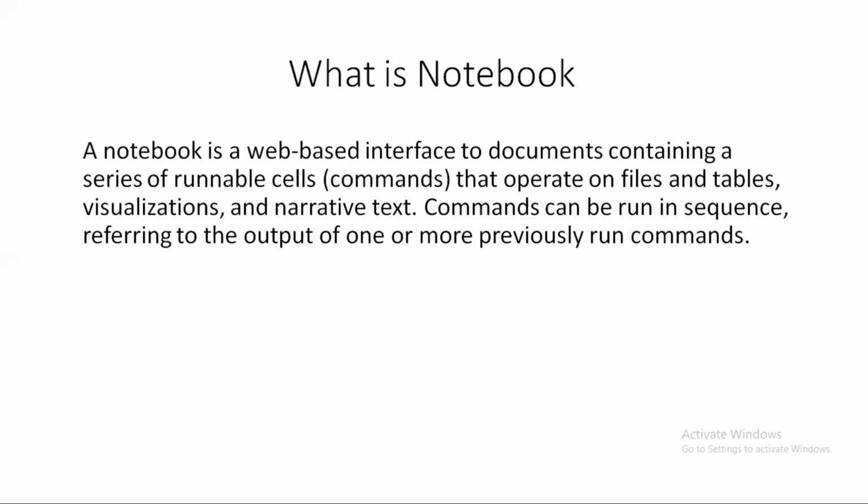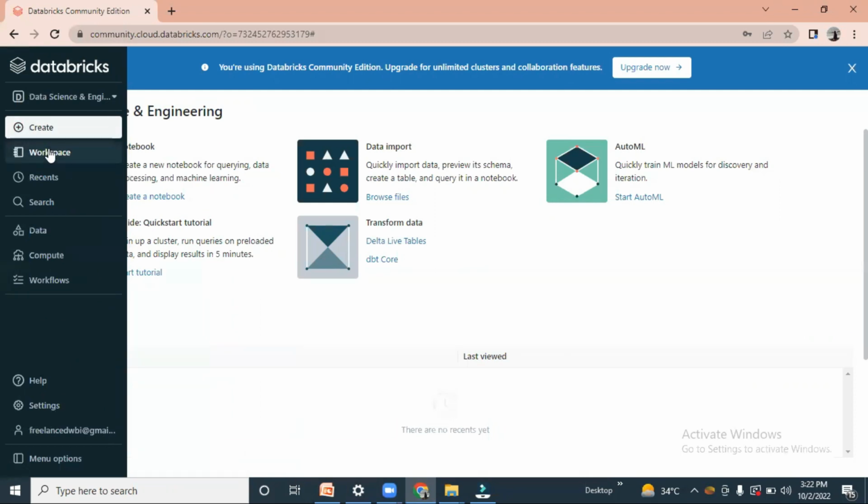Commands can be run in sequence, referring to the output of one or more previously run commands. So I will show you practically. Basically, it can refer to the previous cell command as well. Okay, so let me move into the Databricks website. So now let me create a notebook.